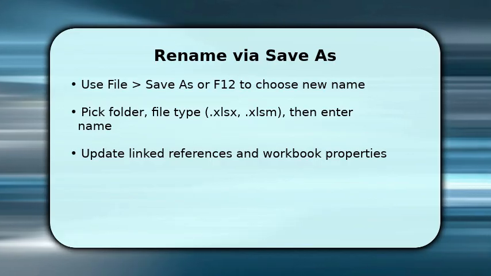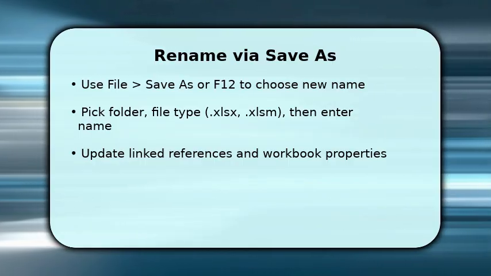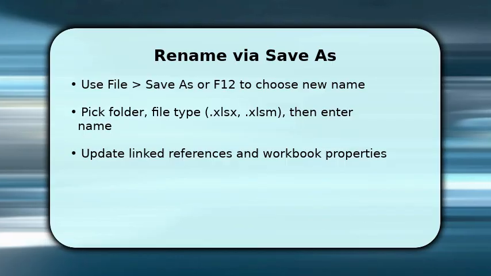Once the dialog opens, pick the destination folder and file type. Use XLSM if macros exist, otherwise XLSX. Enter the new file name and confirm. Excel creates a new file with that name without altering the original until you delete it.